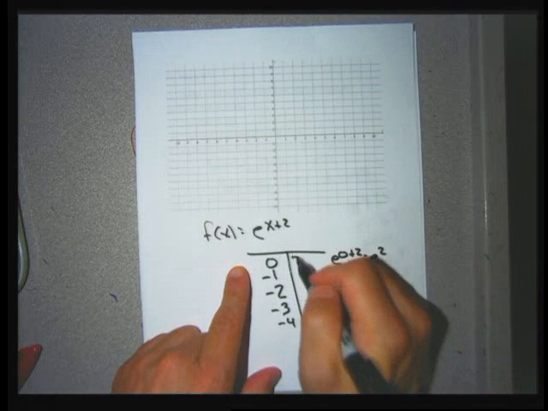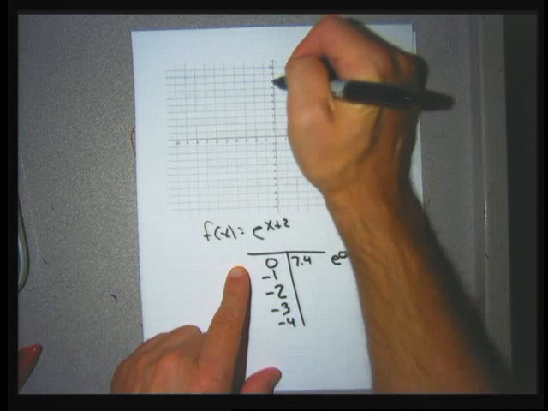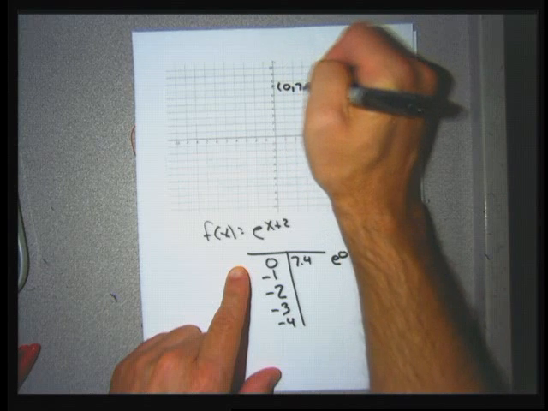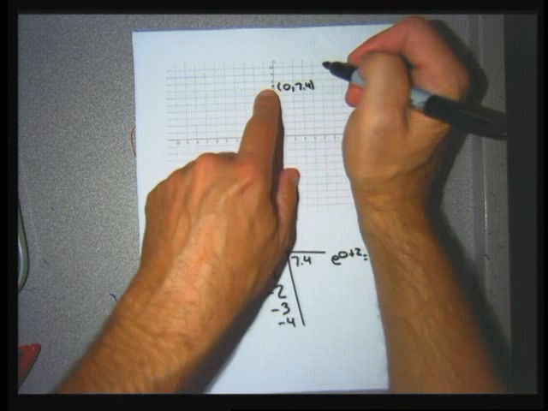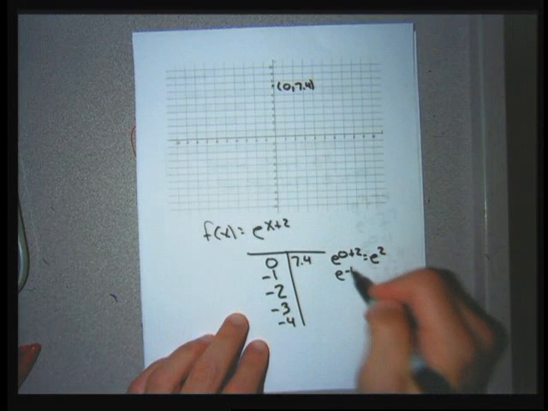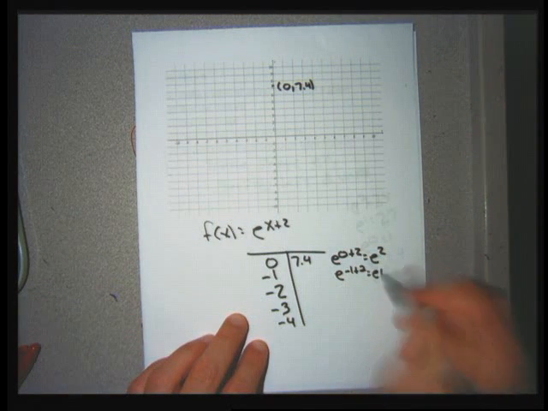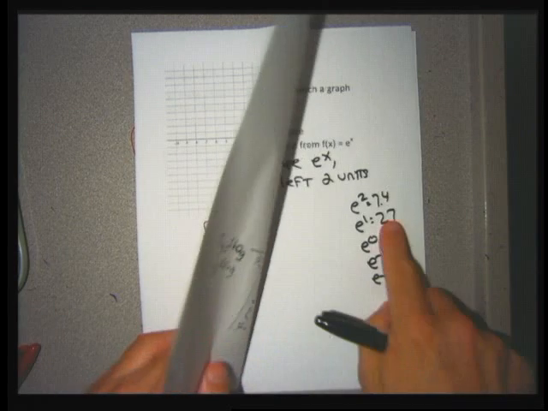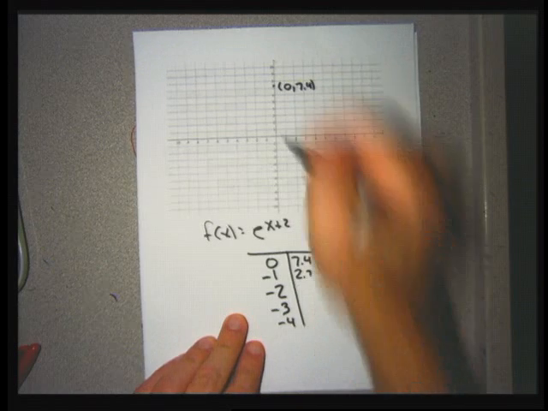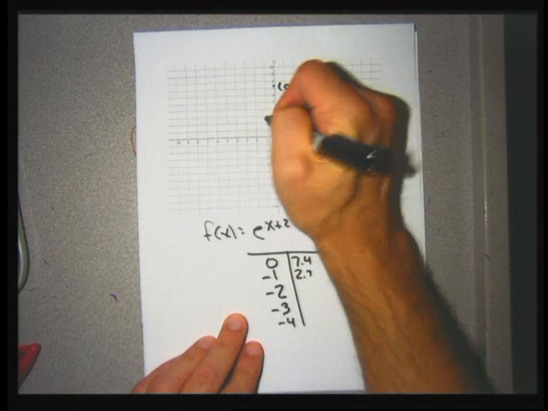So next to the 0, I'm going to write 7.4, and I'm going to plot the point (0, 7.4) the best I can. At least I have the 0 part right, and 7.4 is at least between 7 and 8. And then when I go e to the negative 1 plus 2, that gives me e to the first. E to the first is 2.7. So I'm going to write negative 1 comma 2.7. So negative 1 and then 2.7.